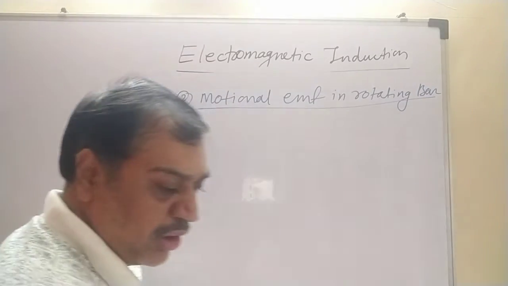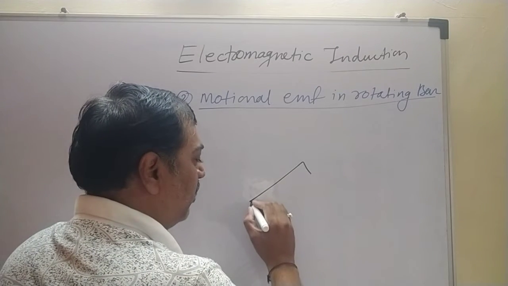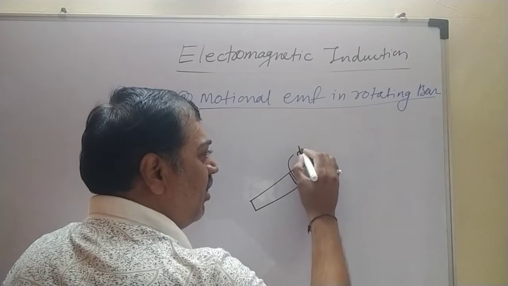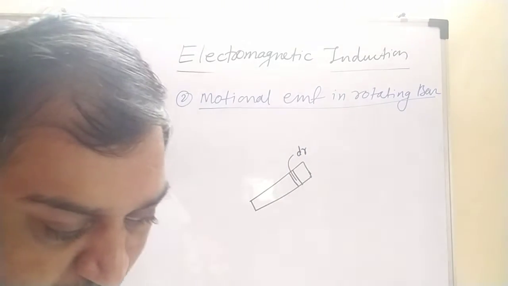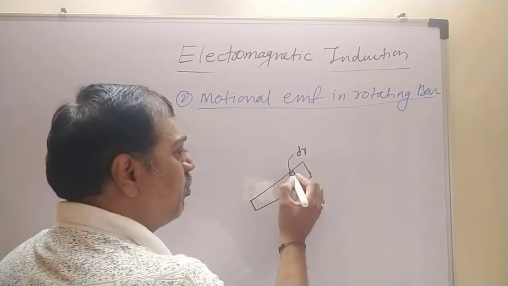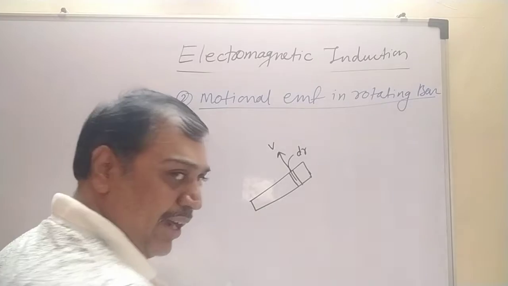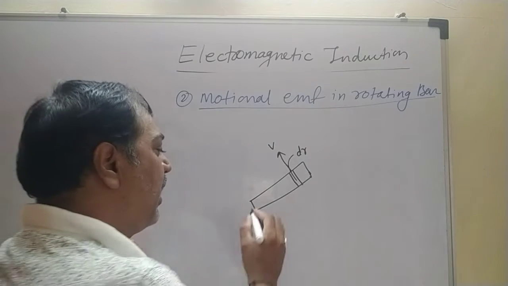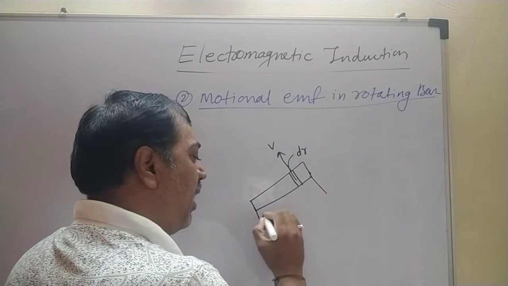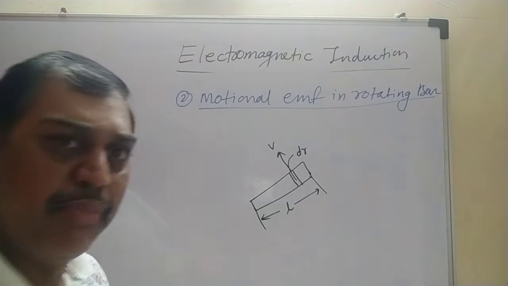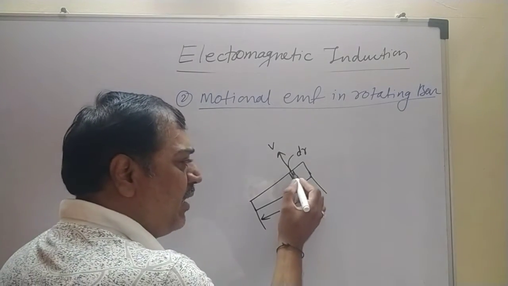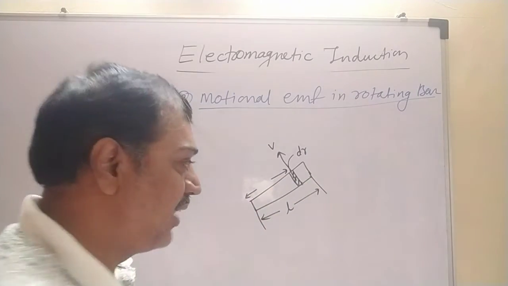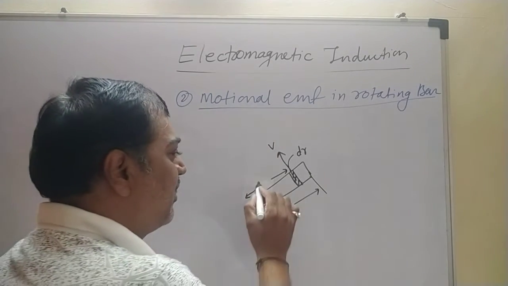According to the book, I will draw one small coil. Suppose this is a small coil, and here is a small length of the coil, not the area, called dr, which is moving with velocity v in angular motion in a magnetic field. The total length of this bar is L, and the distance of the element dr from the pivoted end is taken as R.